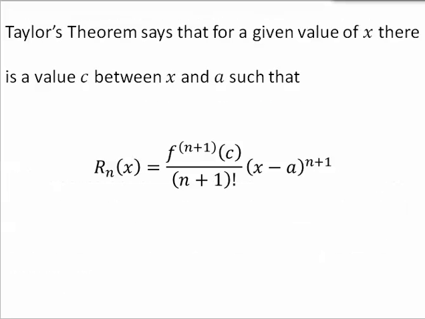Now, Taylor's theorem is actually a pretty powerful theorem. It says that for a given value of x, there is a value of c between x and that center a such that the remainder equals this value. Now, this is what we call an existence theorem. It only says that this c exists. It doesn't tell us how to find it or where it is.